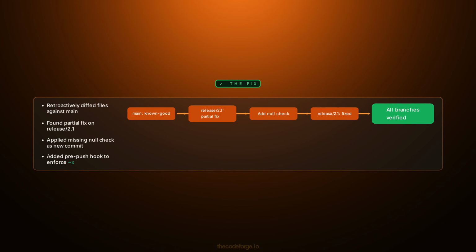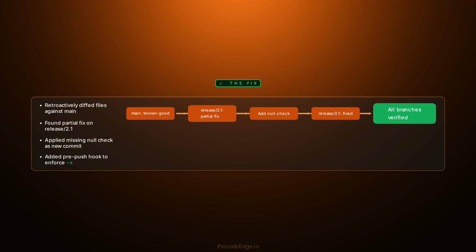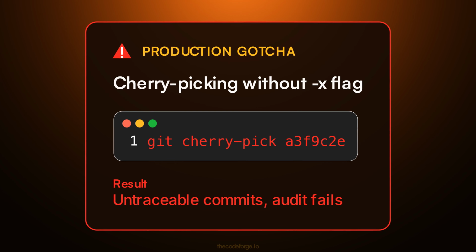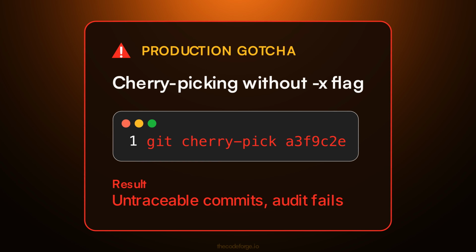The fix involved diffing each branch's file against the known good version on main. One branch had a partial fix. A null check was dropped during conflict resolution. They added the missing check and enforced -x with a pre-push hook. This is the exact command that caused the incident. Without -x, the commit message has no reference to the source hash, making it impossible to trace back.